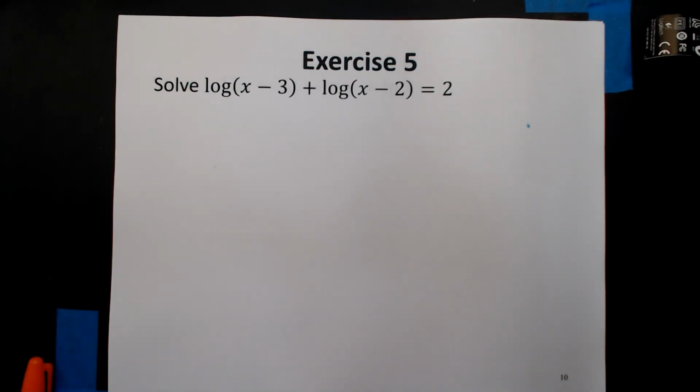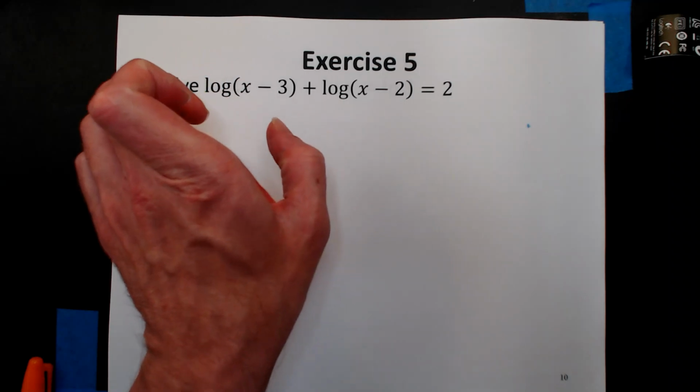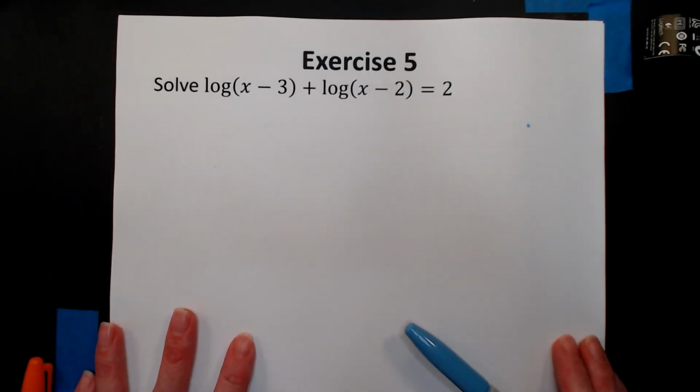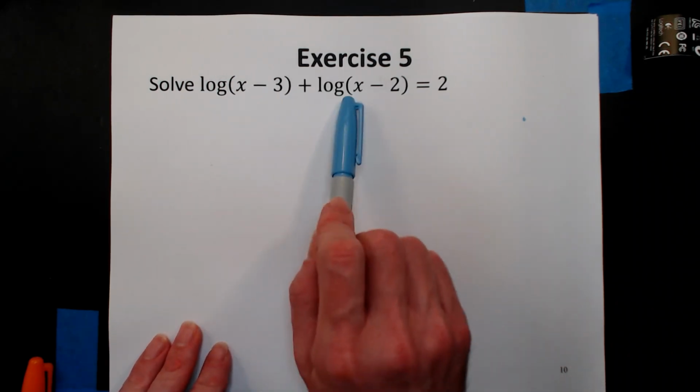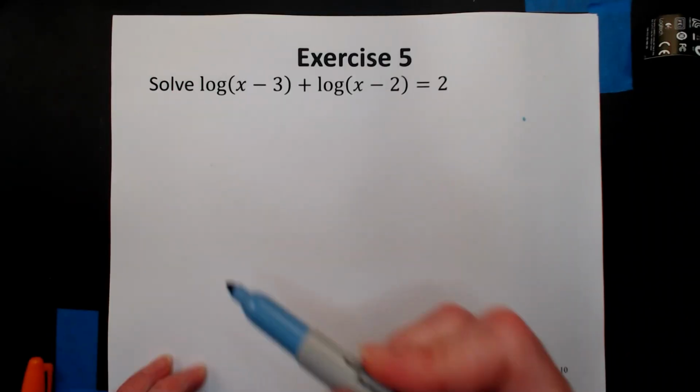Exercise 5. So now we're going to have to condense these logarithms before we can evaluate them. I'm going to have to condense on the left-hand side and then set it and then put it in exponential form.